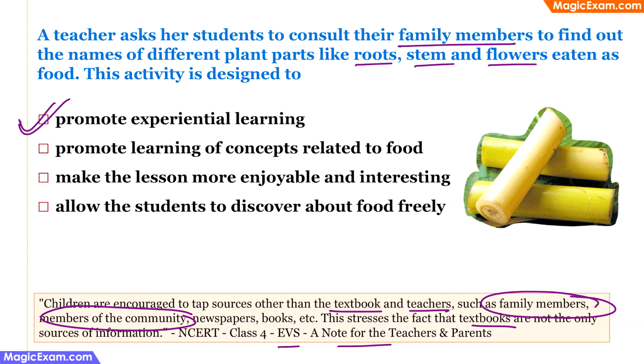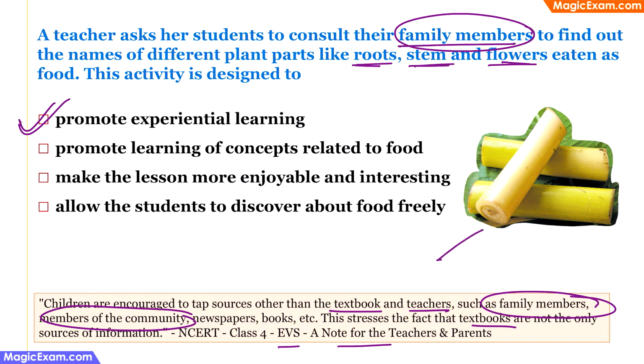child is doing is, when the teacher teaches something, right? The teacher is just giving some theory. So the practical aspect of it might be missing. But when the child speaks to his or her family members, then the child is getting to know from a practical aspect as to what are the different plant parts like root, stem, flowers which are eaten as food in his or her own family.